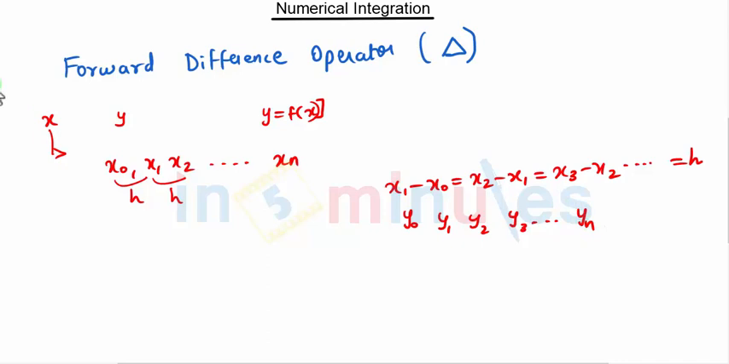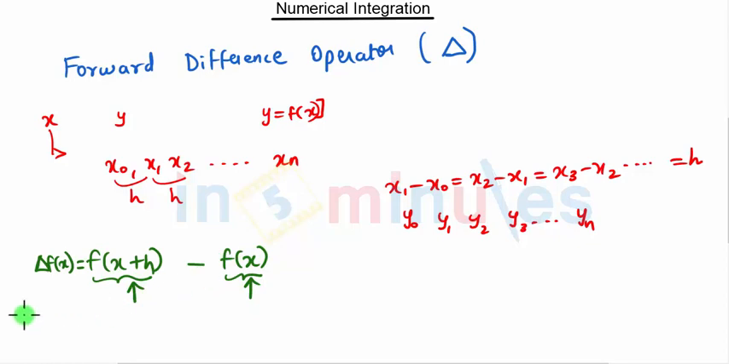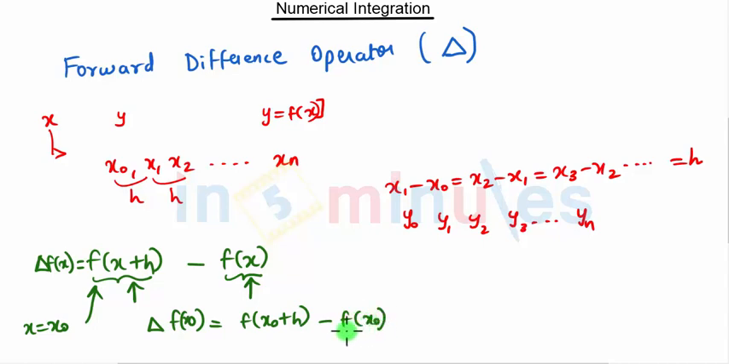Then the difference between f of x plus h and f of x is known as forward difference operator. Delta f of x is nothing but f of x plus h minus f of x. That is first forward variable minus the initial variable. Okay. So when we put x equal to x0 in this equation, we will get delta of f of x0 equal to f of x0 plus h minus f of x0. So what is f of x0? When we put x0 in this equation, we will get y0. So this term is nothing but y0.